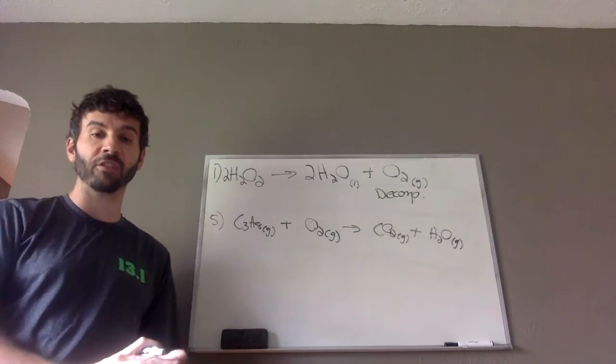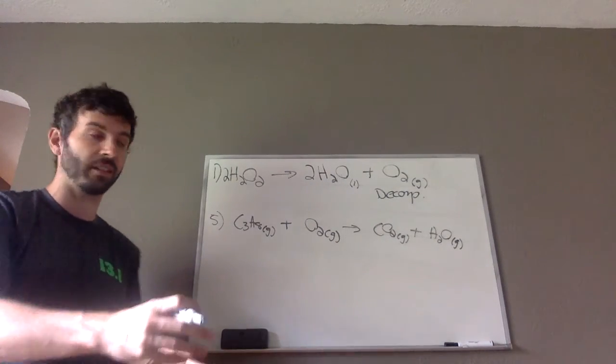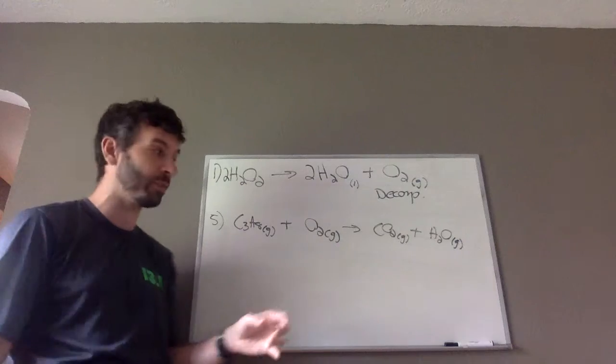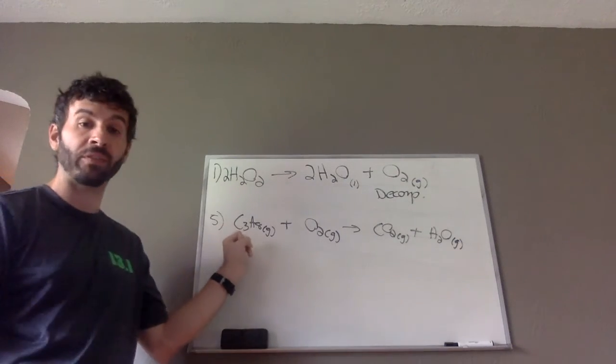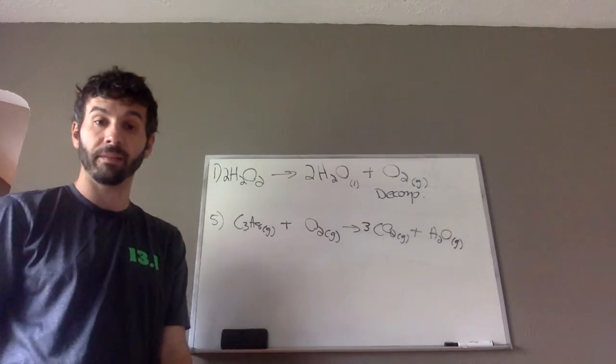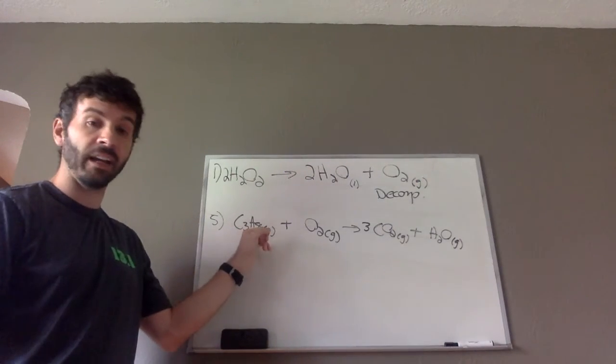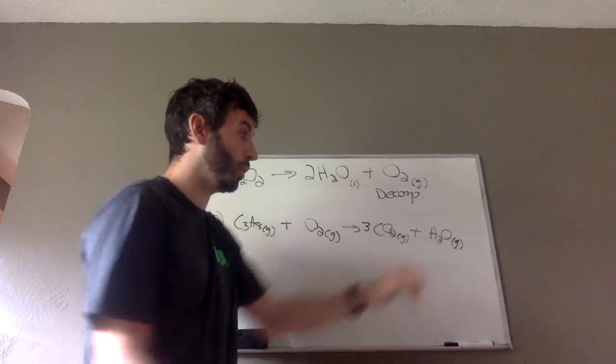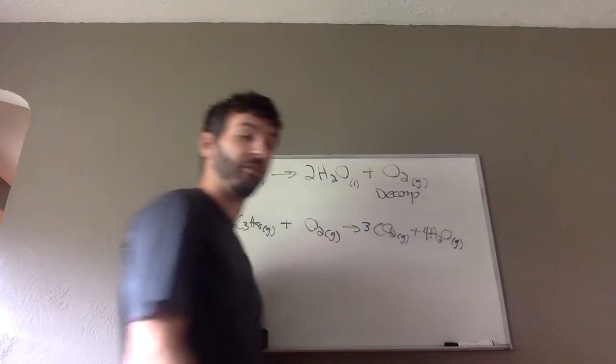Now, the combustion reactions are probably the hardest ones to balance because you've got to look at the oxygens and the hydrogens. So I would immediately notice I have 3 carbons here and only 1 here. So I'm going to put a 3 there. Now I come over here and notice I have 8 hydrogens here. I only have 2 here. So I need to put a 4 in front of the water.